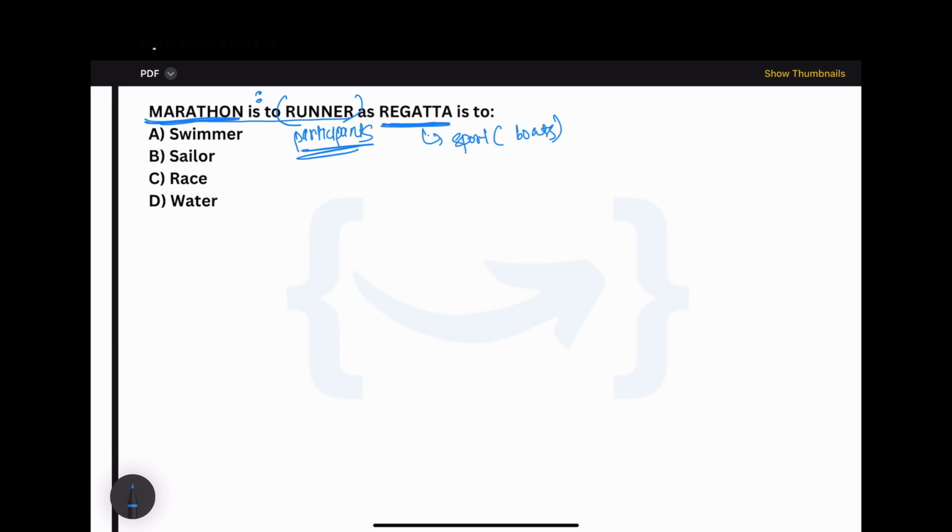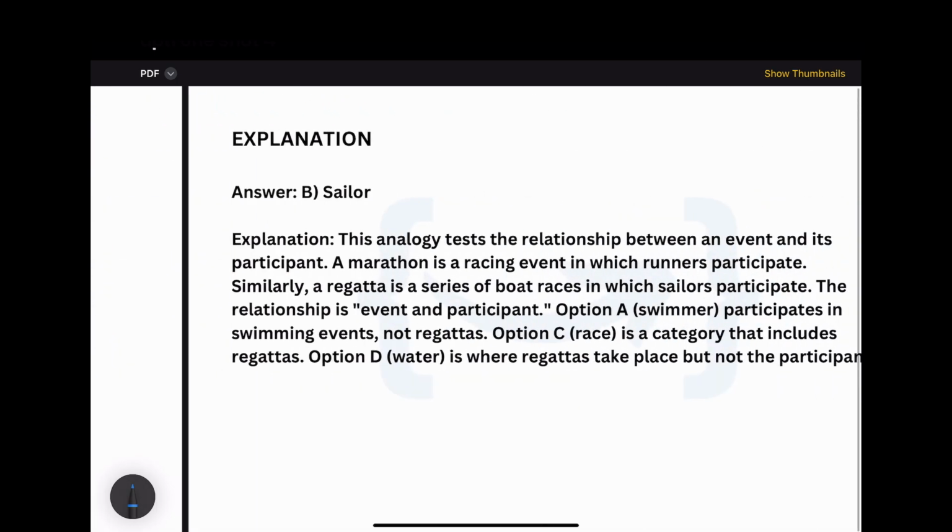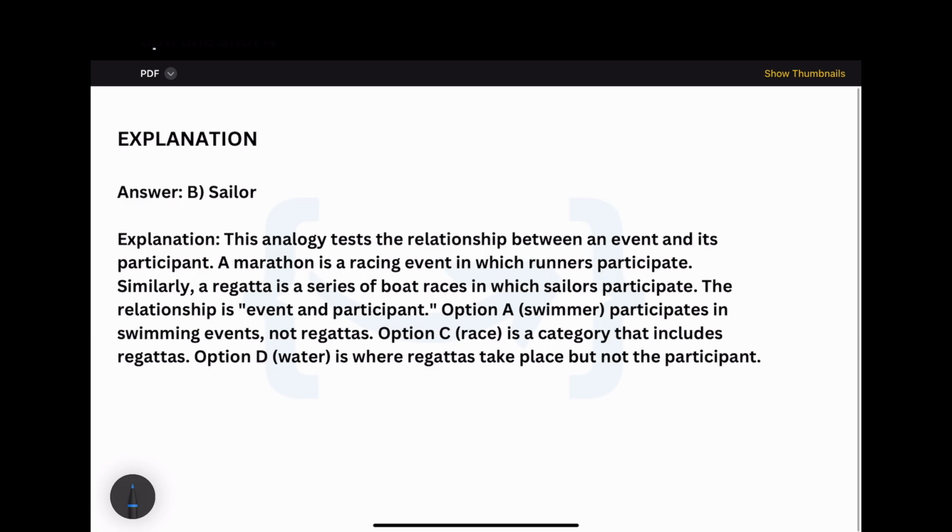So, if there is a boat, swimmer won't be, but sailor would be the participant of it, not race, not water. So sailor would be the right option. So regatta with sailor makes sense. Let me see the options. Yes, sailor. As I can see, the relation between the event and participant.